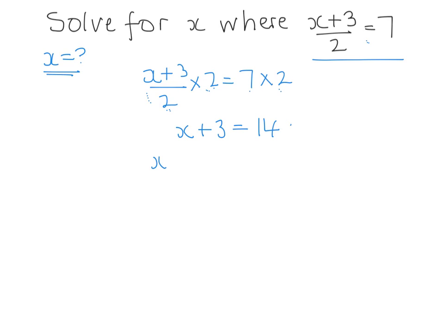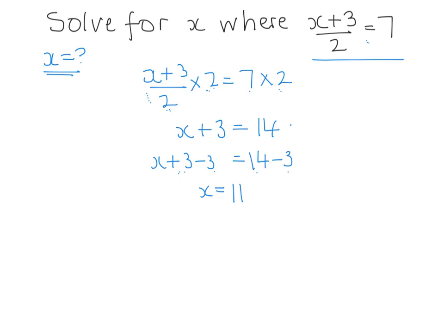What we need to do next is to get x on its own. Now we'll do that by getting rid of this plus 3. Now the opposite of a plus 3 is a minus 3. So I'll minus 3 from both sides. So plus 3, minus 3, they're opposites and will cancel out. And we'll just leave the x there on their own. And 14 minus 3 is 11.